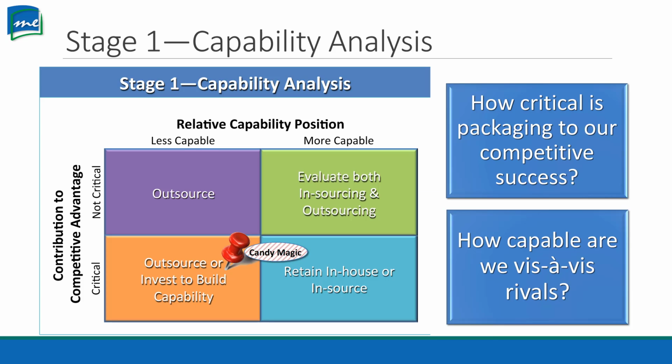So in your book, there's an example of Candy Magic. So you'll see Candy Magic put on here. Currently, Candy Magic is less capable, because we're analyzing our capability here. Candy Magic is less capable and it's critical to the competitive advantage of the company. So when we look at our rivals, we're seeing, okay, where are we currently, right? So here, the chart says it's critical and less capable.